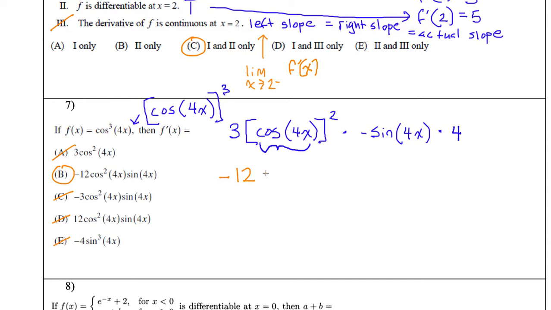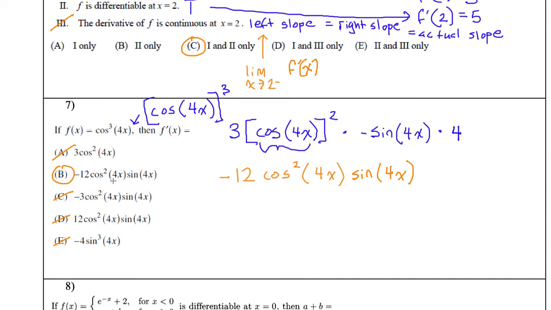It should be 12 cosine squared of 4x. Again, this 2 can come and I can put it right here after the cosine. You're allowed to do that. It's a little bit more formal. And that's all times, I can just squish it next to each other, sine of 4x. I'm literally rewriting B at that point.